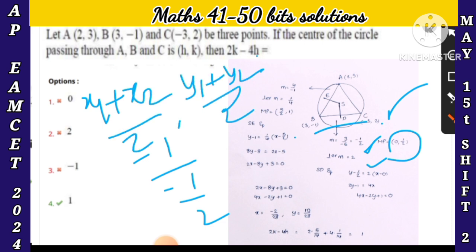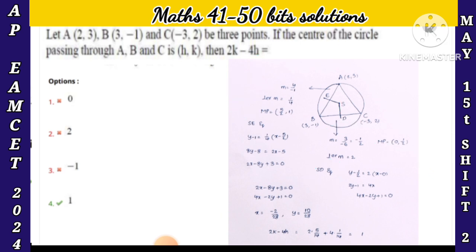First, find the midpoint of BC and the perpendicular slope value. Now, what is the ST equation? The perpendicular bisector: y minus y1 is equal to m into x minus x1. Okay, now find the second equation.